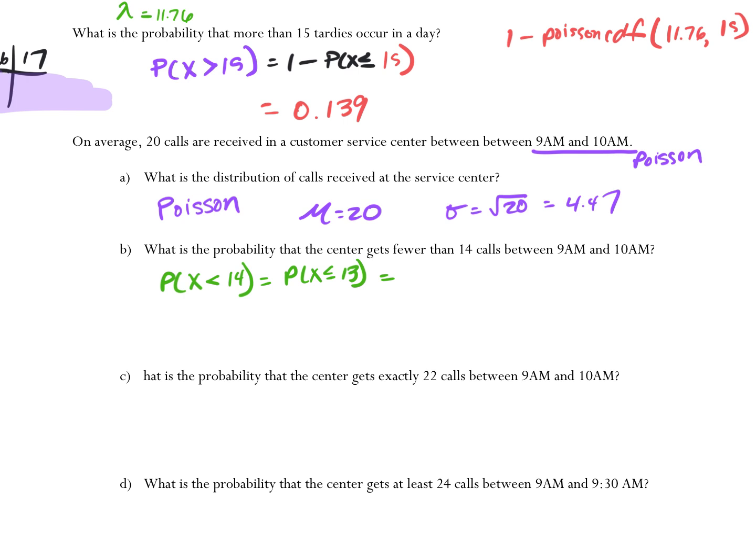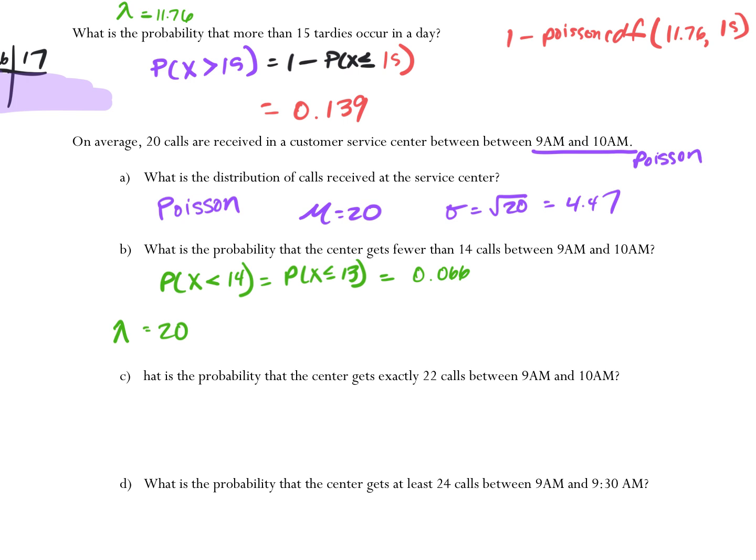Are we in agreement? What exactly are you typing in your calculator? So I choose Poisson CDF. When it asks me this symbol, they want the mean. So the mean in this case would be 20. And then my x value would be 14. Everybody good? All right.